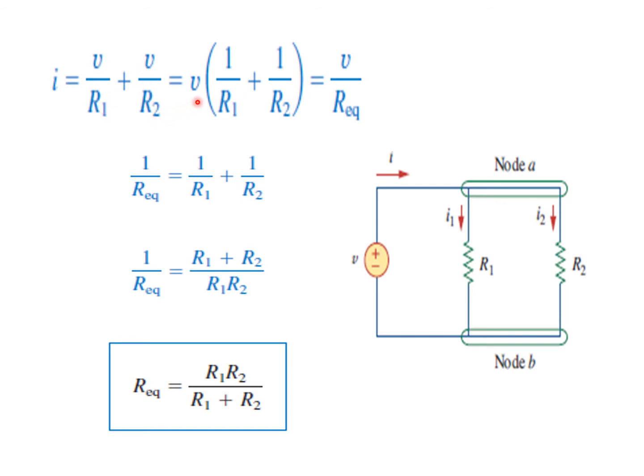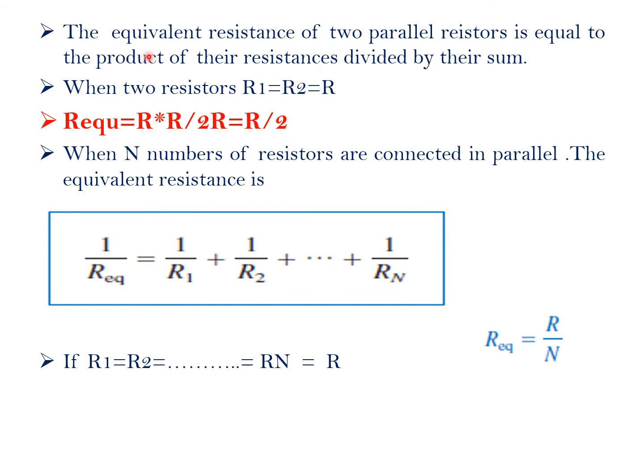Take V outside. 1 by R1 plus 1 by R2 equal to V divided by R equivalent. So 1 by R equivalent is equal to 1 by R1 plus 1 by R2. From this, how can we write 1 by R equivalent? R1 plus R2 divided by R1 R2. So what is R equivalent? Inverse of this, R1 R2 divided by R1 plus R2. The equivalent resistance of two parallel resistors is equal to the product of their resistances divided by their sum.